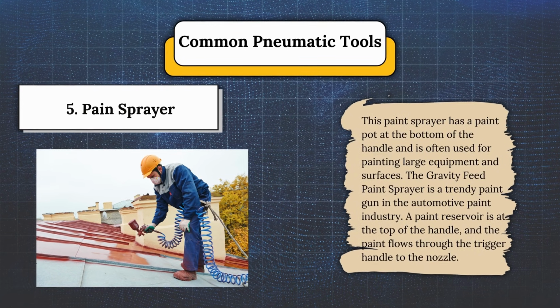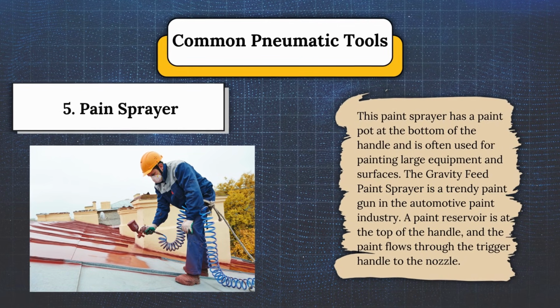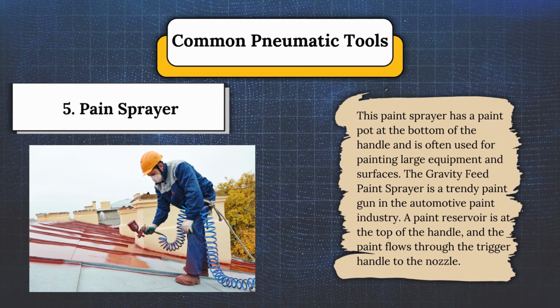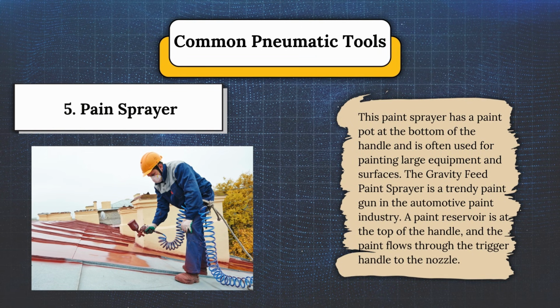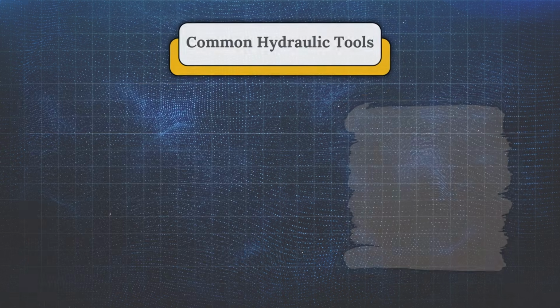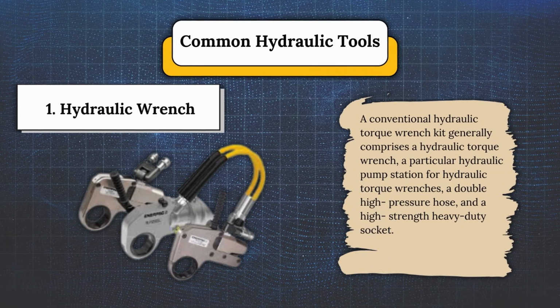This paint sprayer has a paint pot at the bottom of the handle and is often used for painting large equipment and surfaces. The gravity feed paint sprayer is a trendy paint gun in the automotive paint industry. A paint reservoir is at the top of the handle, and the paint flows through the trigger handle to the nozzle. For the common hydraulic tools.